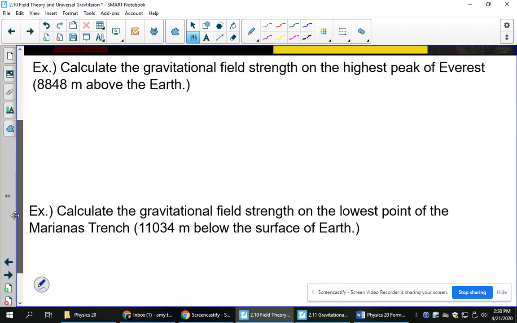Calculate the gravitational field strength on the highest peak of Everest. So this is where it's actually 8,848 meters above the Earth, so above sea level. So what we need to do here is we need to take the number off the formula sheet, so the equatorial radius, the average radius of Earth, and we need to add the 8848 to it. So it's the same equation, GM over r squared. Put in your G.